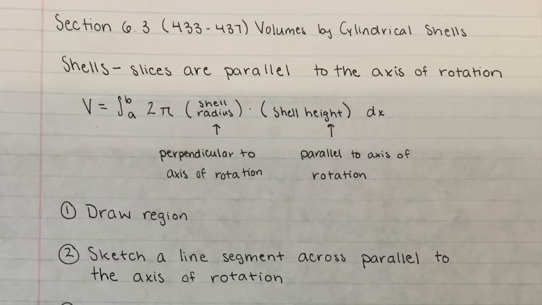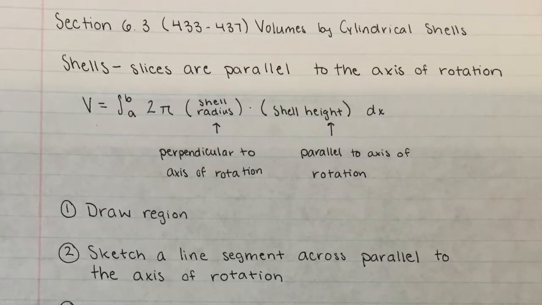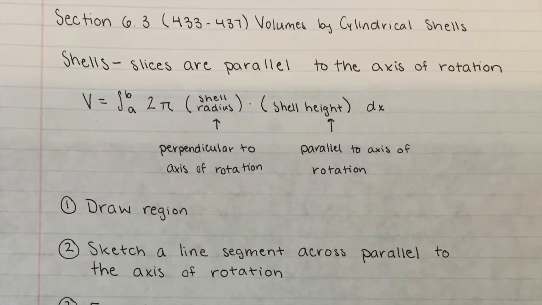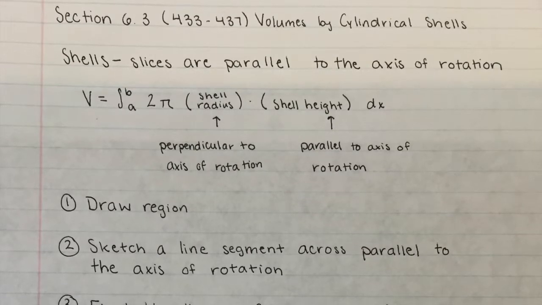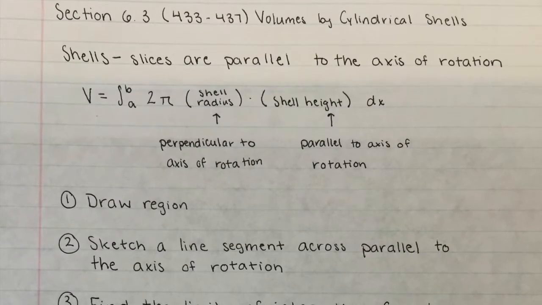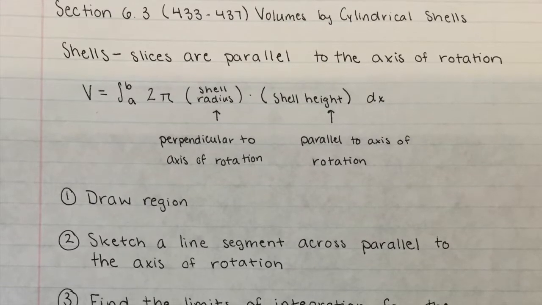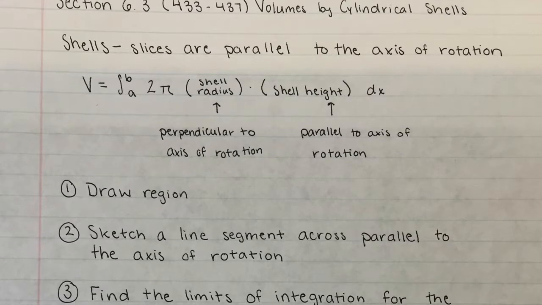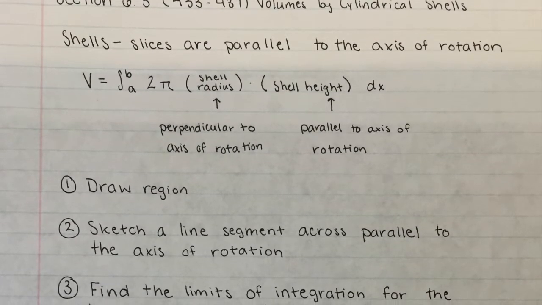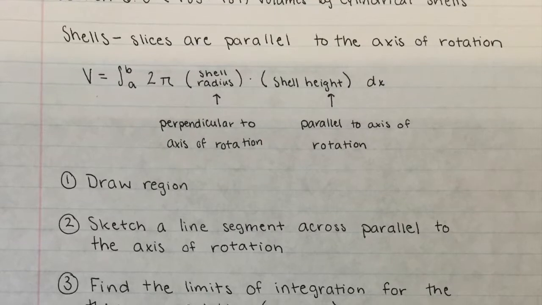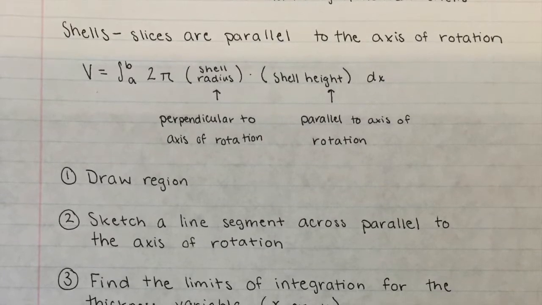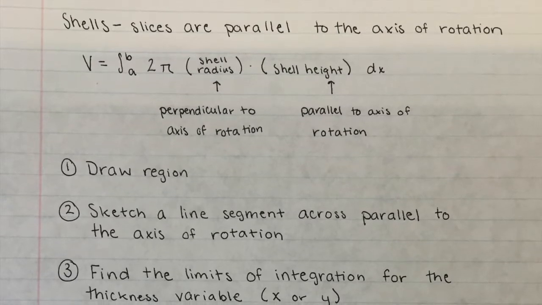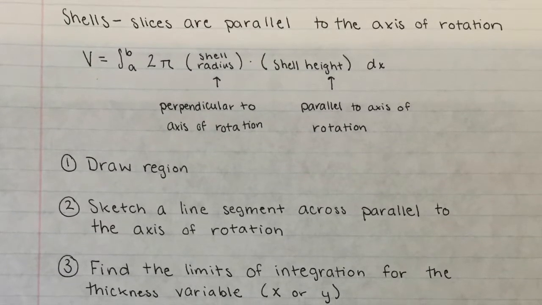Section 6.3 is volumes by cylindrical shells, so shell method. Shells are different than the washer method and disk method because the slices are parallel to the axis of rotation. So the equation for shells is V equals the integral from b to a of 2 pi times the shell radius, which is perpendicular to the axis of rotation, times the shell height, which is parallel to the axis of rotation, then times dx or dy, considering which you would choose.